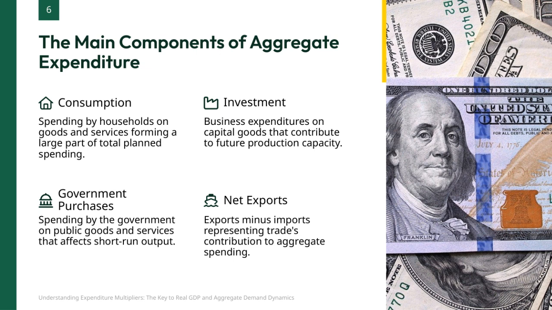Then, there's government purchases, indicated by the landmark dome icon. This includes government spending on public goods and services, which can influence short-run economic output. Finally, net exports, represented by the ship icon, are the value of exports minus imports, reflecting trade's overall contribution to aggregate spending. All these components together help us understand where the total demand in an economy is coming from.